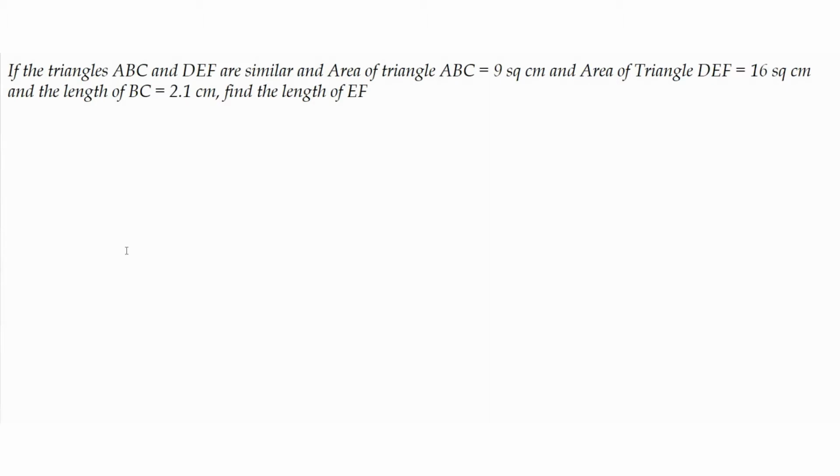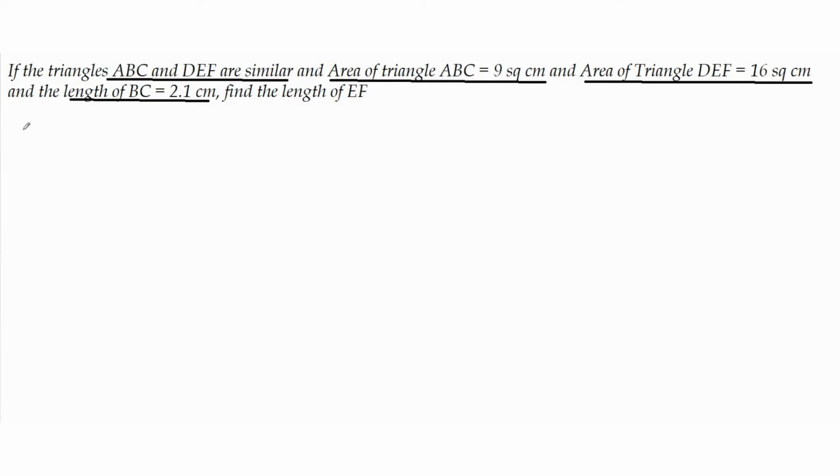In this segment, we are going to now solve a few questions based on similar triangles. Let's take a look at the first question. If the triangles ABC and DEF are similar, so it is known that the triangles are similar, and the area of the triangles is given. So area of triangle ABC is 9, area of the triangle DEF is 16, and the length of BC is given. Find the length of EF, right?